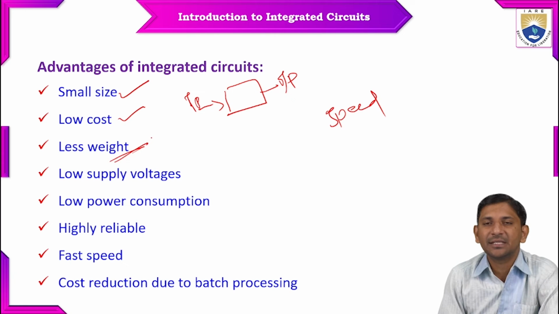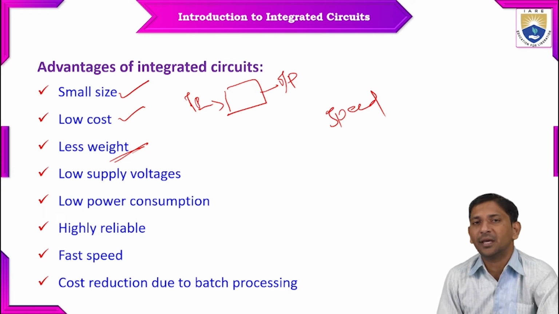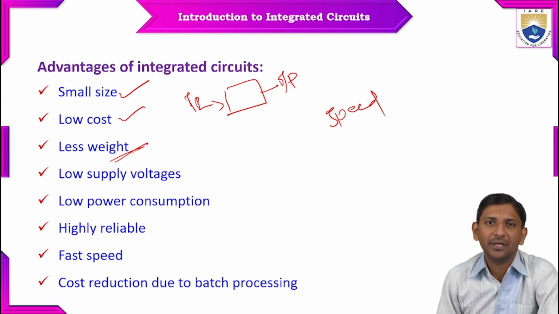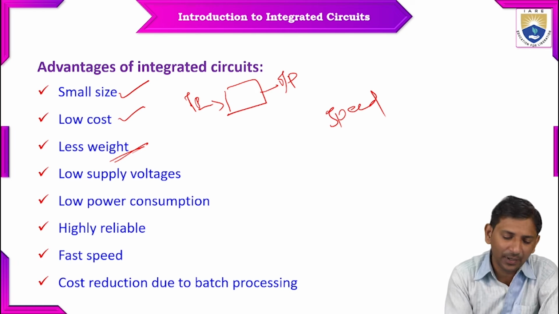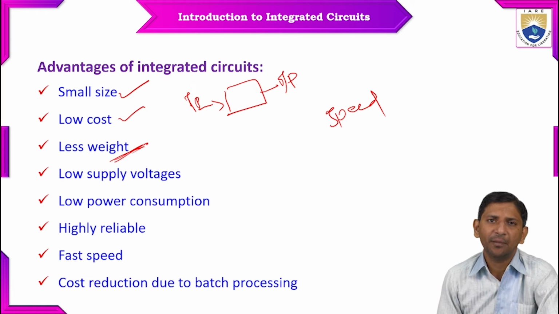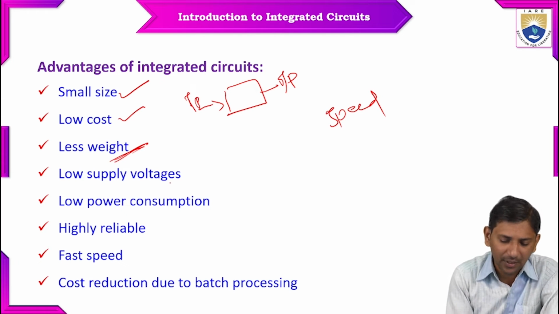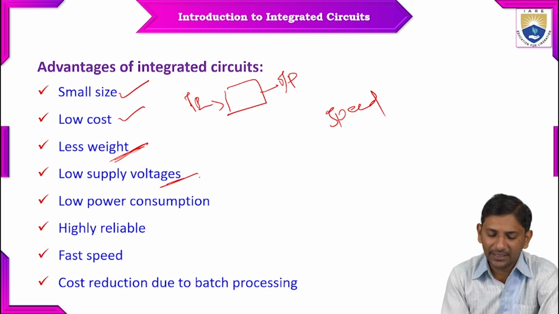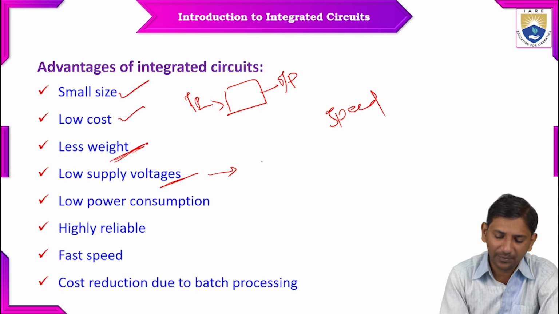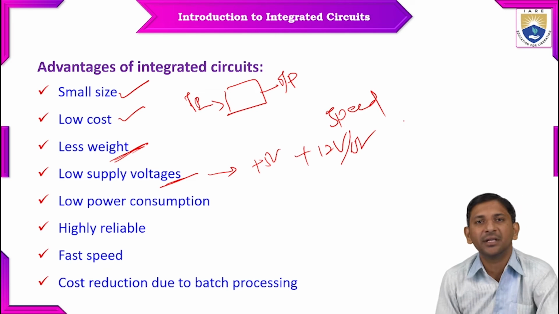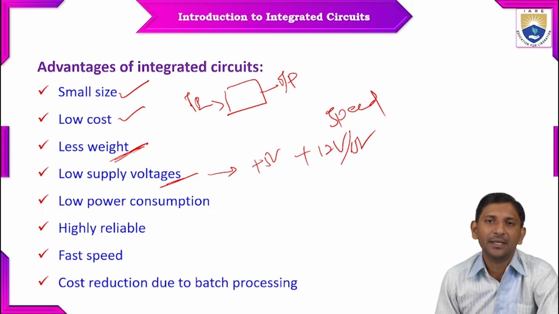And next one, very less weight. We already know that semiconductor materials are very lightweight components which can perform huge operations. So very lightweight components can be used to design these integrated circuits. And low supply voltage: these integrated circuits require very low voltage, from plus 5 volts up to plus 12 or 15 volts, which is sufficient to run any circuit. So very less power and supply is required.